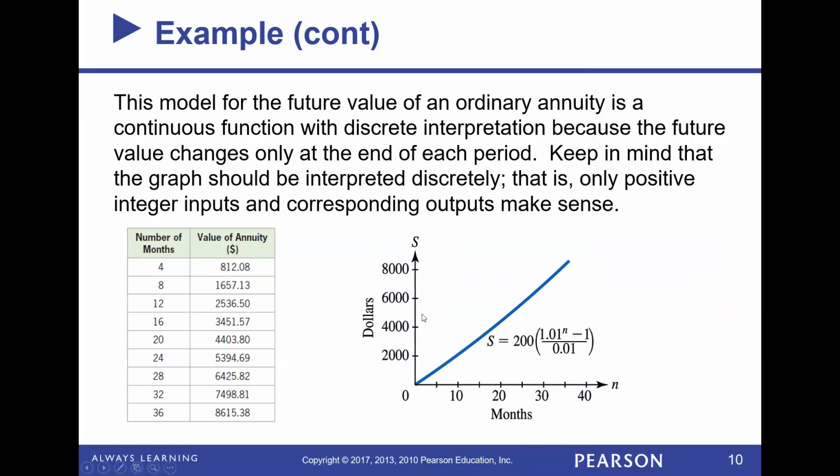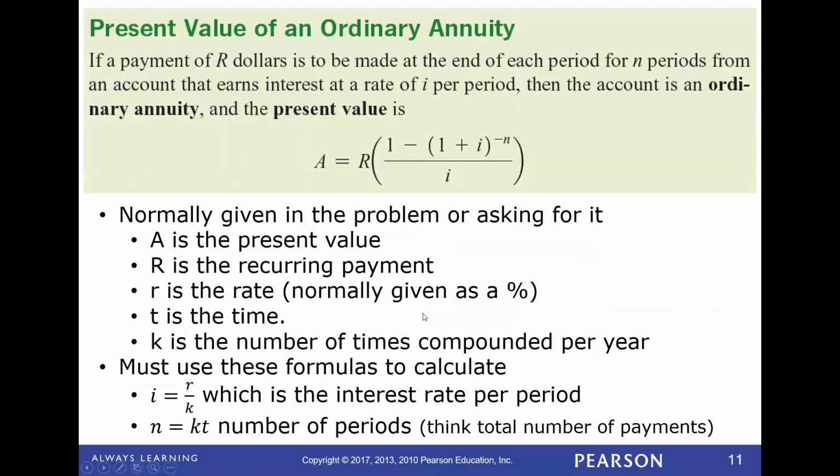Okay. So next formula. This time, instead of future value, let's talk about the present value. With the present value, we're keeping that same idea: if the payment of our dollars is made at the end of n periods, this will be the present value. Present value and future value are two slightly different things, and a lot of people don't realize that.